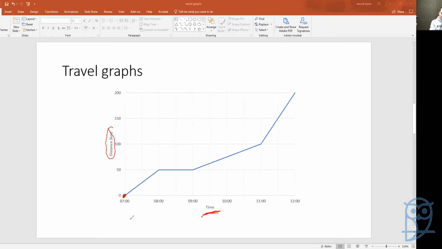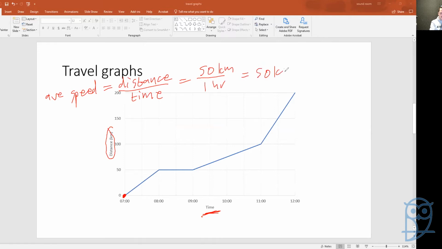Now, if I want to calculate my average speed for the first hour, for example, the average speed is the distance traveled in that time over the time it has taken. So the distance traveled in the first hour is 50 kilometers. The time taken is 1 hour. Therefore, my speed is 50 kilometers per hour.